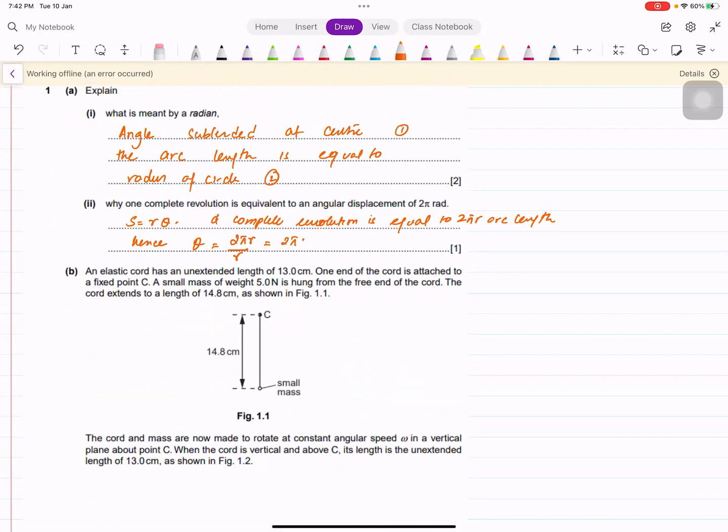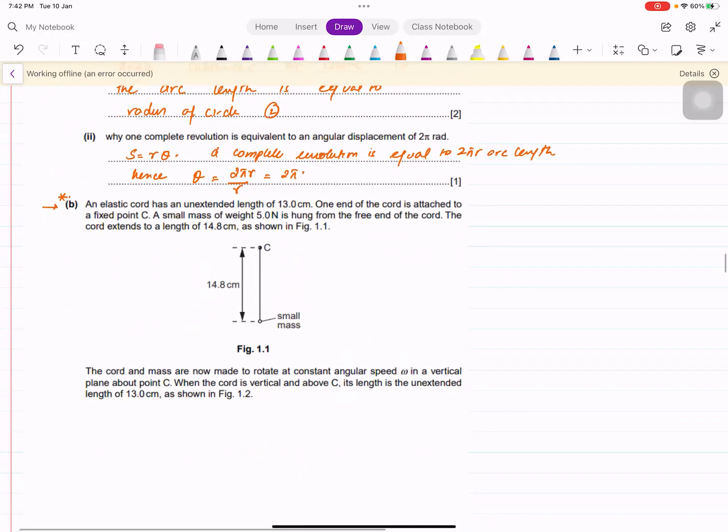Now, next thing is this question. I really like this question anyway. It says an elastic cord has an unextended length of 13 centimeters. So its original length, let's call this L0. A small mass of 5 newtons is hung at point C, and the cord extends to this. This is the final length. So the extension in this cord would be final length minus the initial length, so it is going to be 1.8 centimeters. Everybody agrees to this?